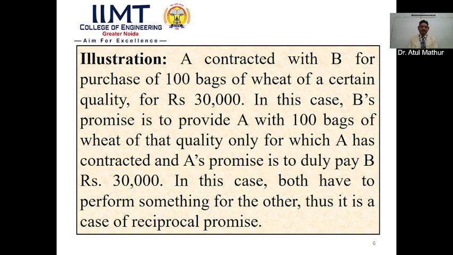According to illustration, A contracted with B for purchase of 100 bags of wheat of a certain quality for rupees 30,000. In this case, B's promise is to provide A with 100 bags of wheat of that quality only for which A has contracted, and A's promise is to duly pay B rupees 30,000. In this case, both have performed something for the other, thus it is a case of reciprocal promises. So it is a contract.